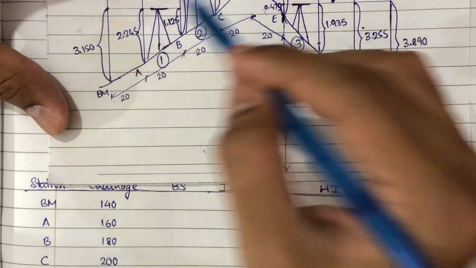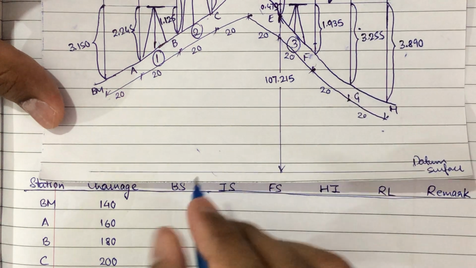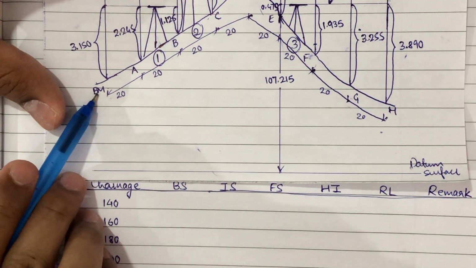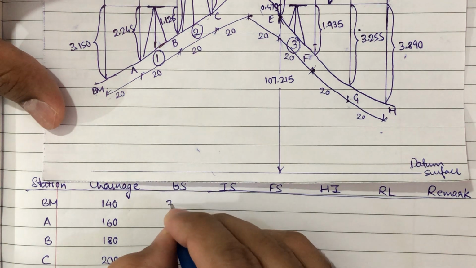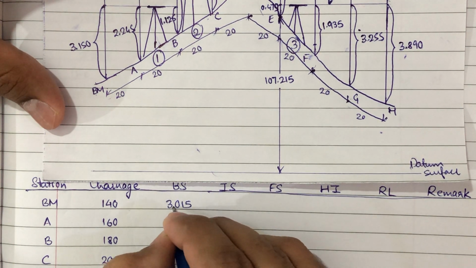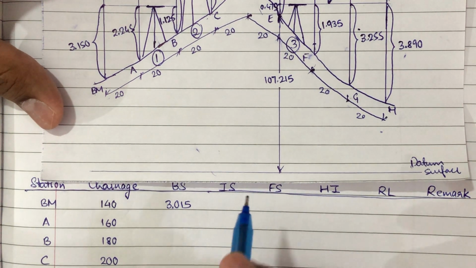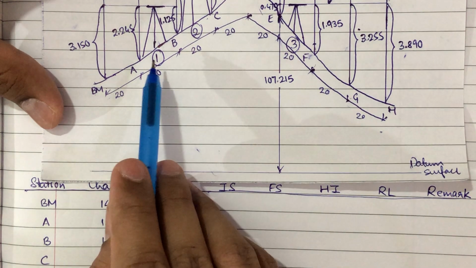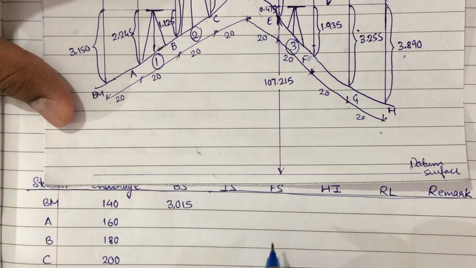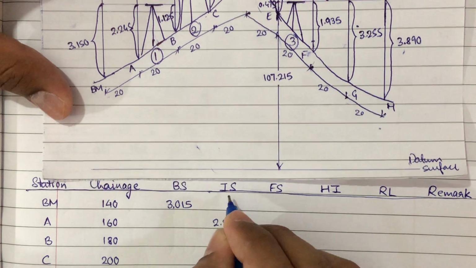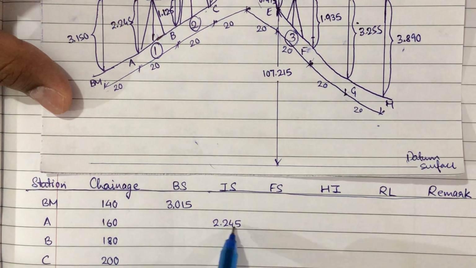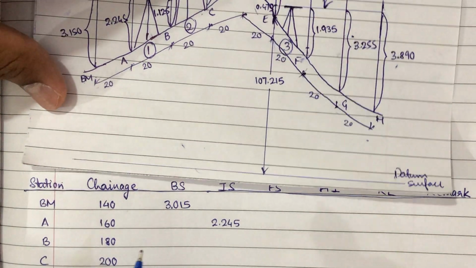So obviously this reading will come under the backside column, at this benchmark position. This will be 3.015. Next reading is at point A and it will be the intermediate sight. So this will come 2.245 under the IS column and it is matching with this point A.